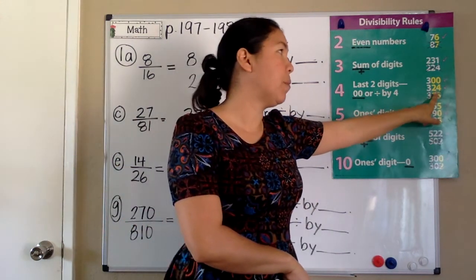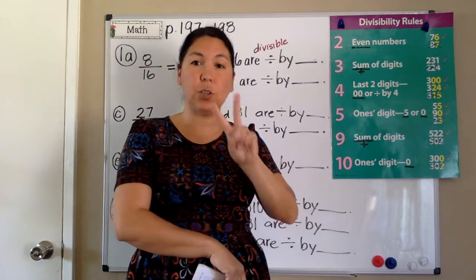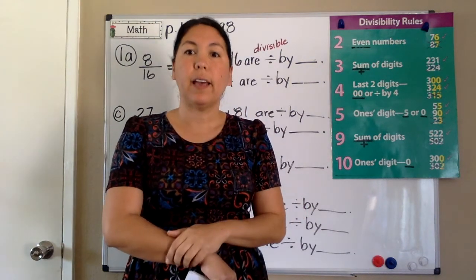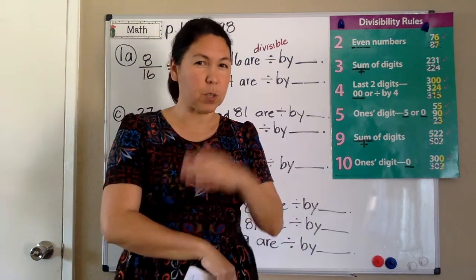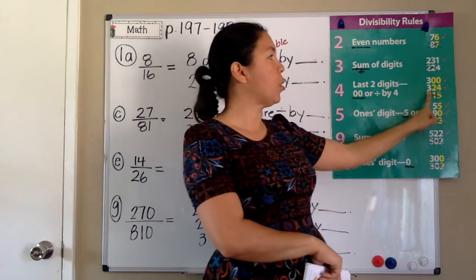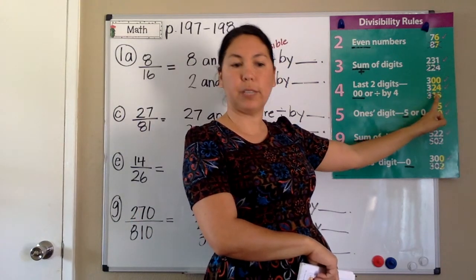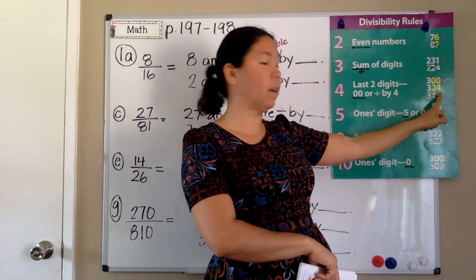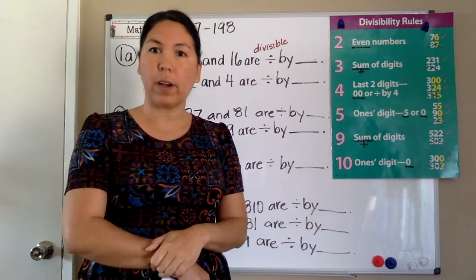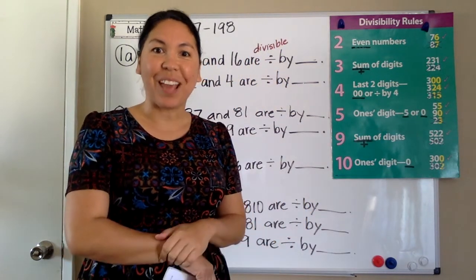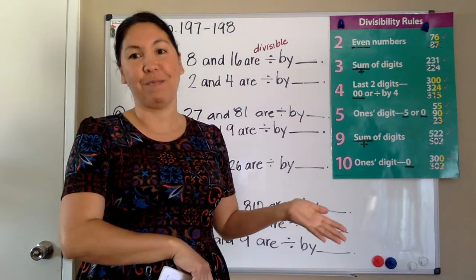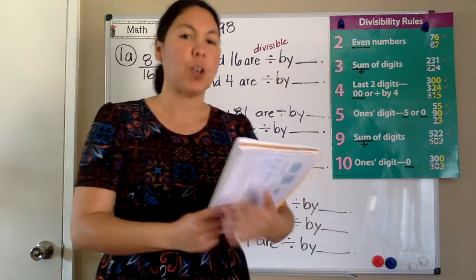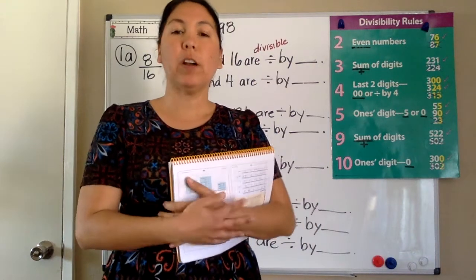It's also divisible by 4 if the last 2 digits are divisible by 4. So let's look at that. What am I saying? So 324, what are my last 2 digits? 24, right? Can 4 go into 24? Yes. So guess what? 4 can go into 324. Okay, so we are going to look at our paper.